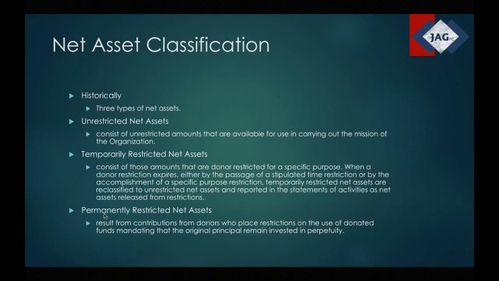What the key words in this are, and I think where most organizations get tripped up in this classification, is the key word is donor. Consists of the amounts that are donor restricted. It's not board restrictions. It's not a contract for service. It's nothing like that. It's when a donor restricts. So what we're talking about here is contributions. If what you're receiving as revenue is not a contribution, it is going to be an unrestricted net asset.